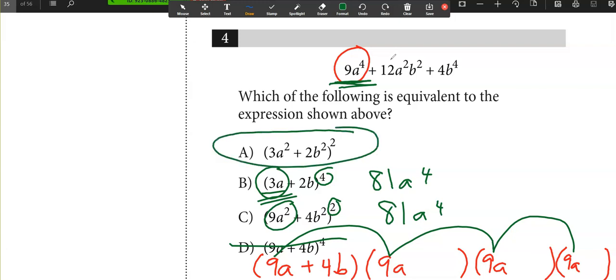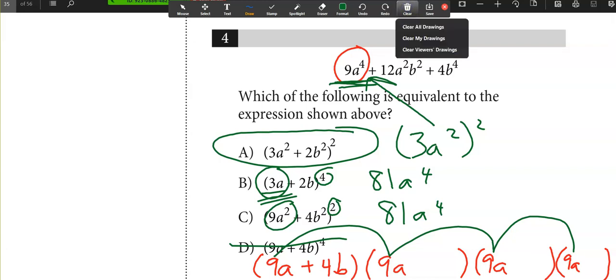And so there's only one where you take the 3a squared, and when you square it, you end up with 9a to the 4th. So you wouldn't have to do all the foiling. You could just look at the first only. Sometimes I'll use the last or something like that. I don't necessarily need to do all the foiling to rule out the bad choices.